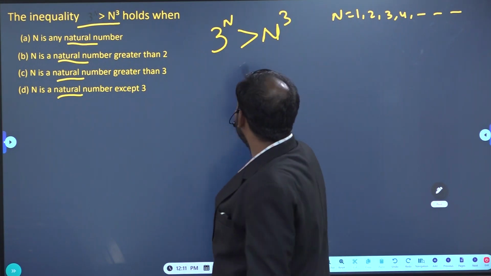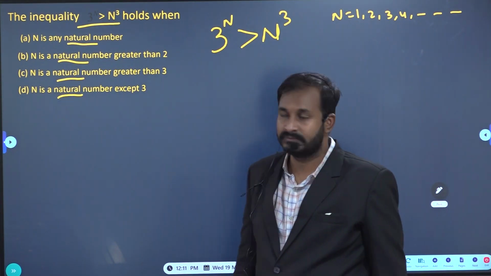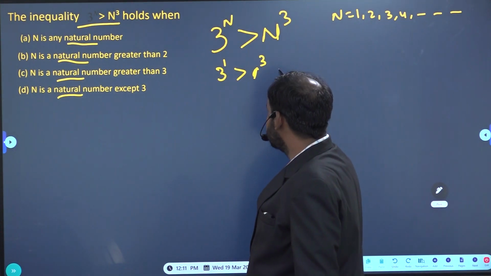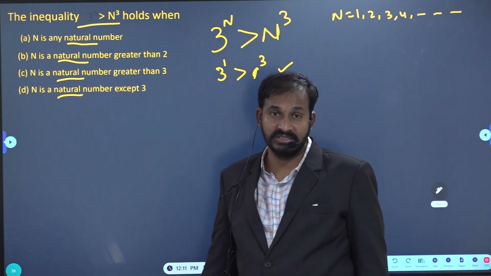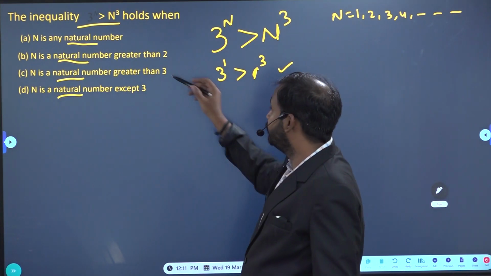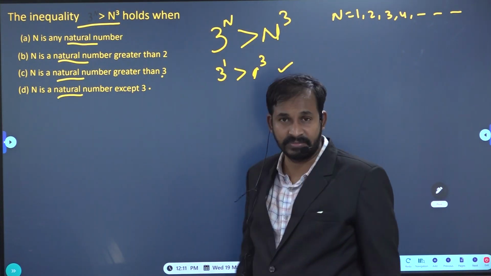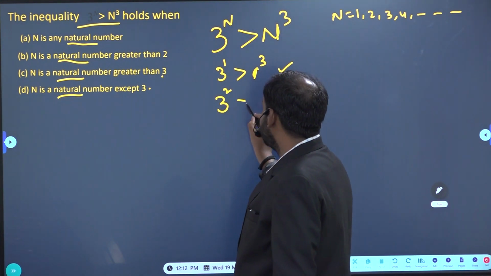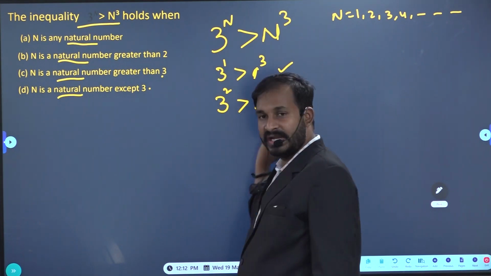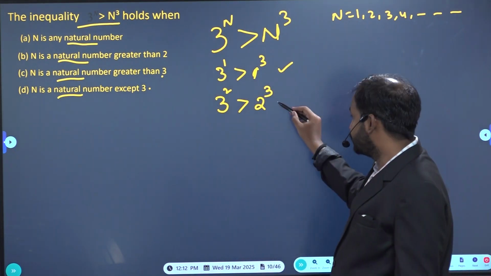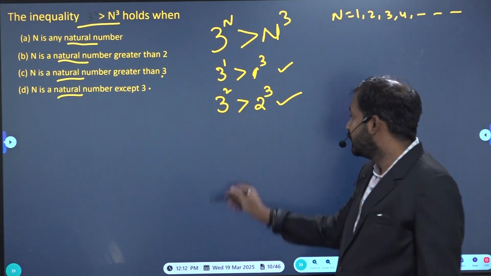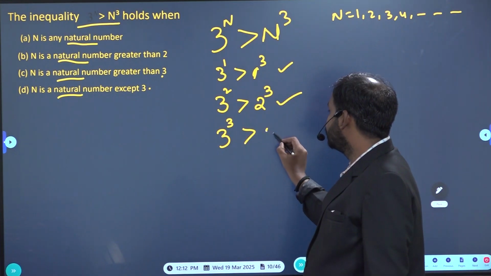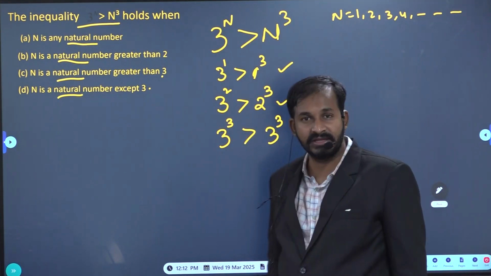First of all, in place of n, I will put 1. So what I will get? 3 power 1 is greater than 1 cube. Yes, this is correct. Now we will check the other options. Next, 3 square is greater than 2 cube. 3 square is 9. 2 cube is how much? 8. This one is also true. Yes. Next, I will put n as 3. So 3 cube is greater than 3 cube? Is 3 cube greater than 3 cube? No.